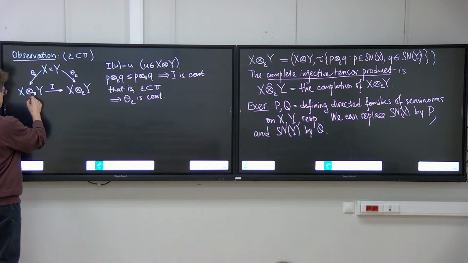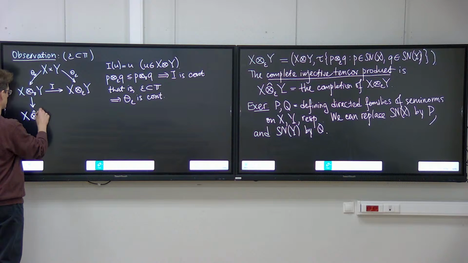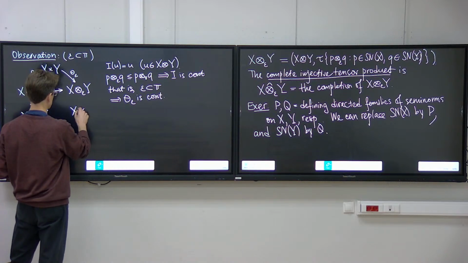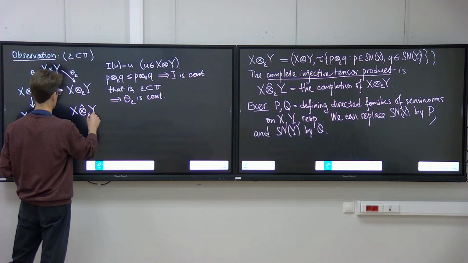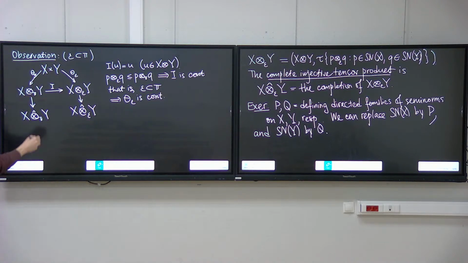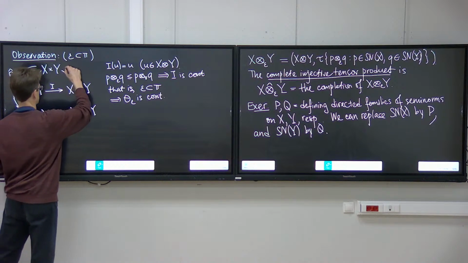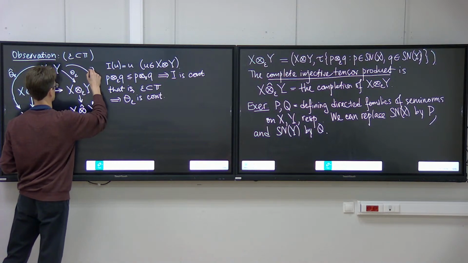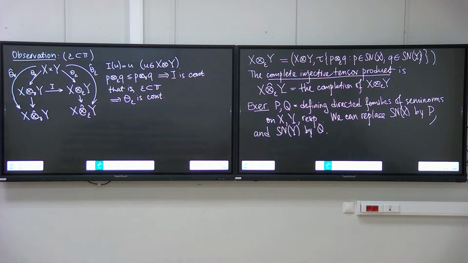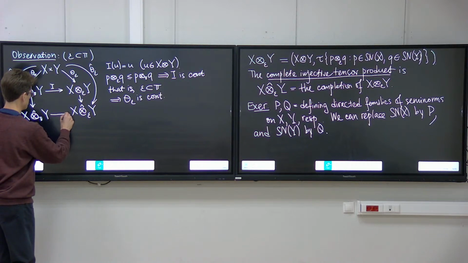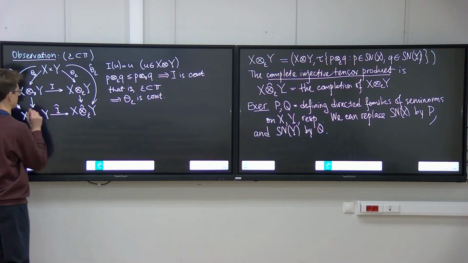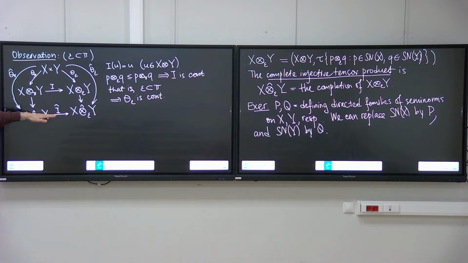Let's now look at the completions of these spaces. So we have the complete projective tensor product here, and the complete injective tensor product here. And here we have theta hat pi, and theta hat epsilon. Now the universal property of completions gives us a map from here to here, I hat. So this map I uniquely extends to the completions.